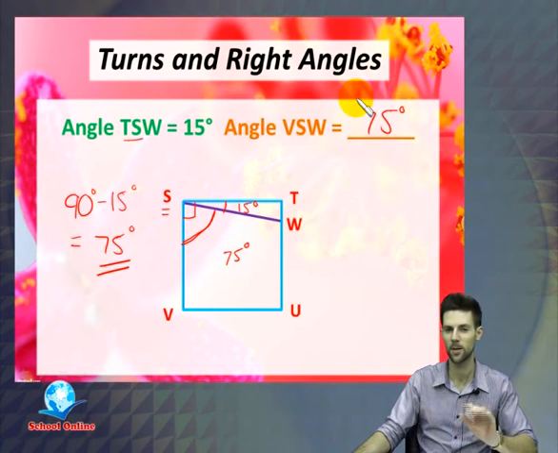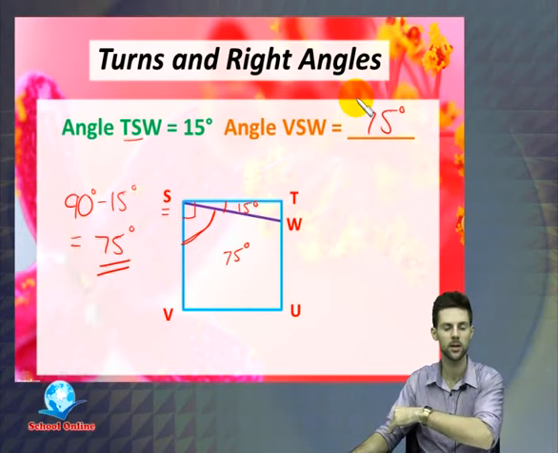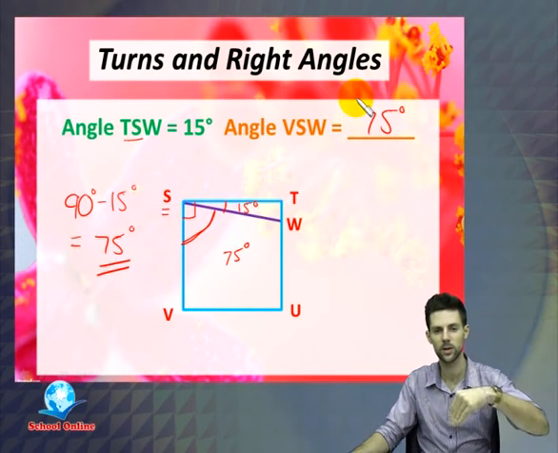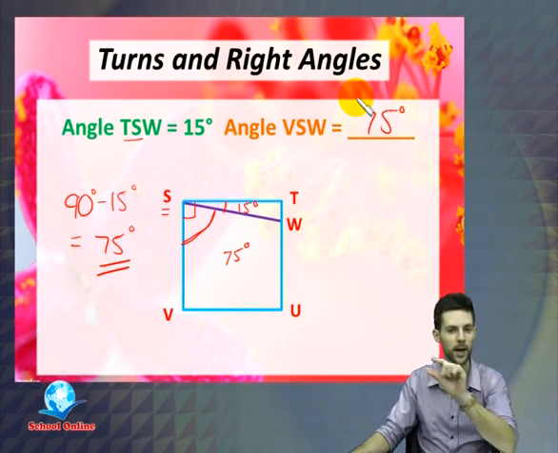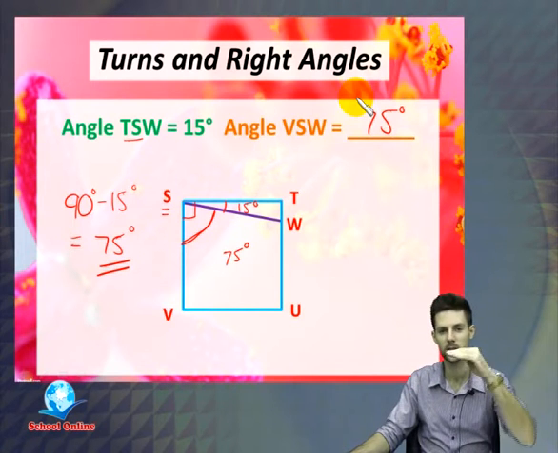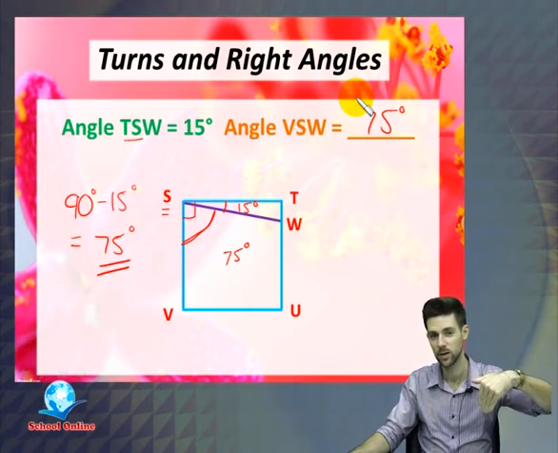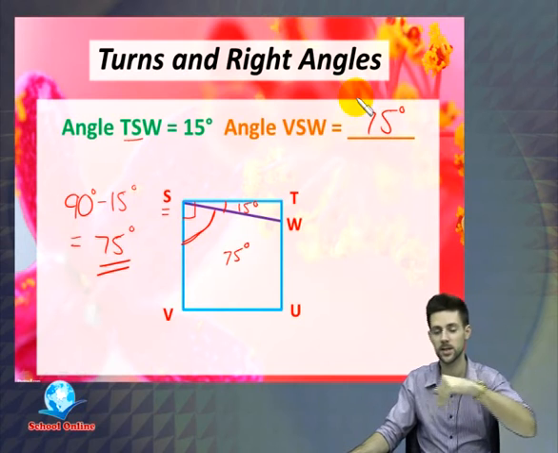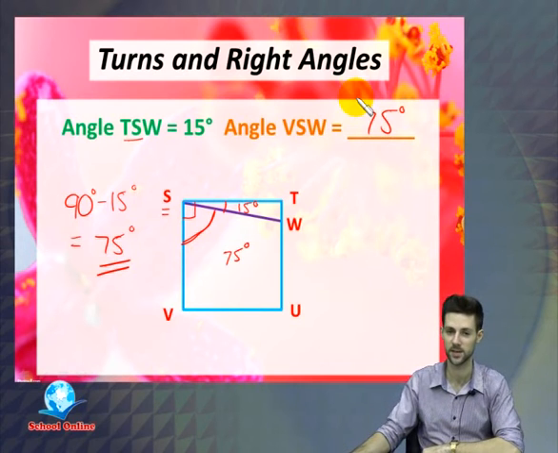Okay, so remember, if we know there is a right angle and the line splits it, we can find out the angle that it makes if we have one of the angles. Here, the angle is 15 degrees, so we know the remaining angle is 90 degrees minus 15, which gives us 75.